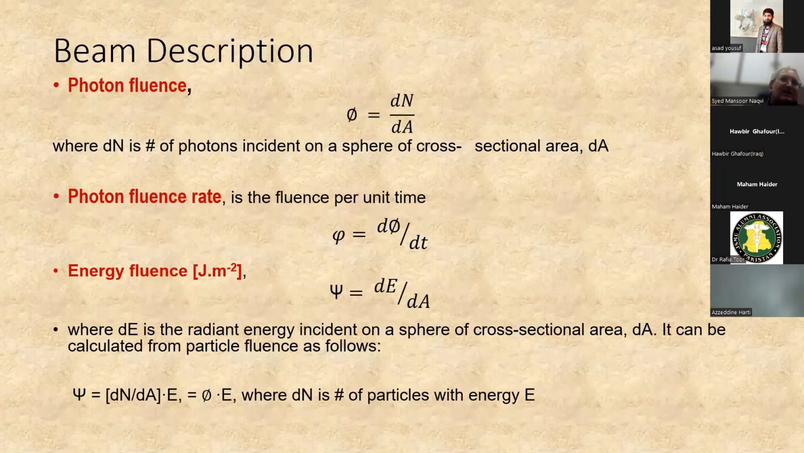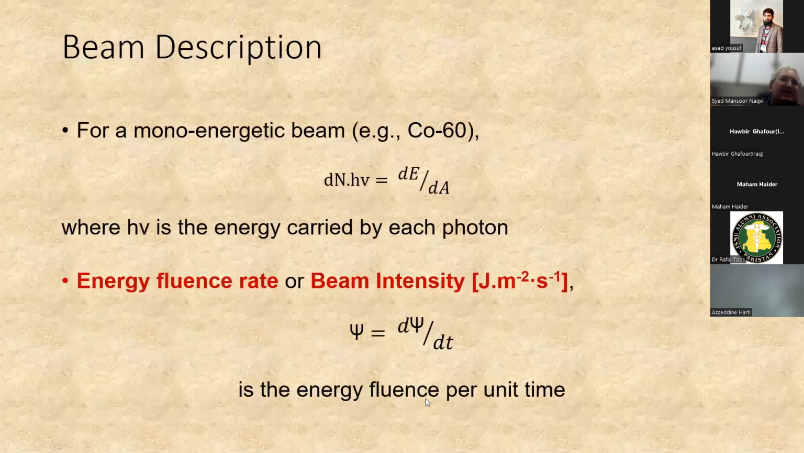If we talk about photons, the photon fluence is the number of particles passing through per unit area of the cross-sectional area of a sphere. The photon fluence rate can be defined with the help of this equation, and likewise the energy fluence. If we solve these equations, we get that the energy fluence equals the number of photons incident per unit cross-sectional area multiplied by energy, where dN is the number of particles with that energy. So consider a monoenergetic beam, for example cobalt 60.